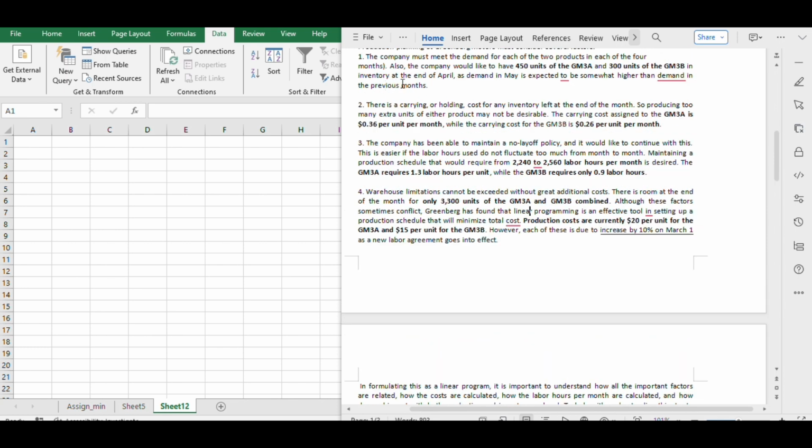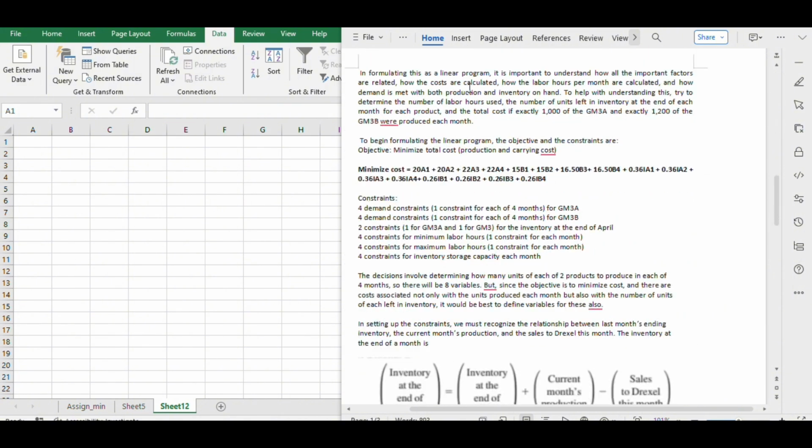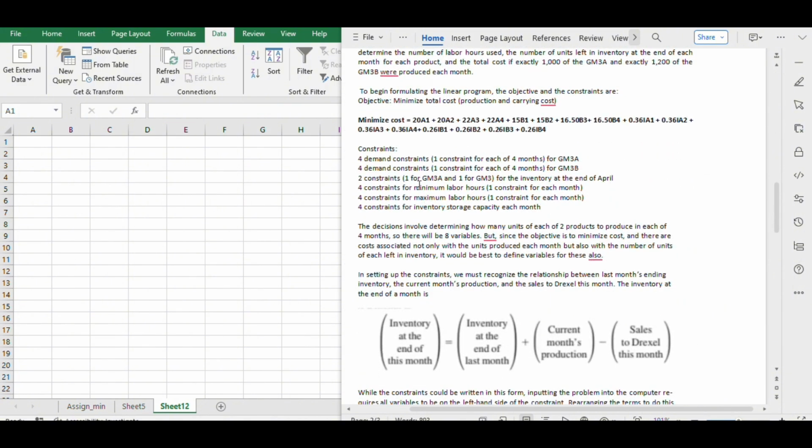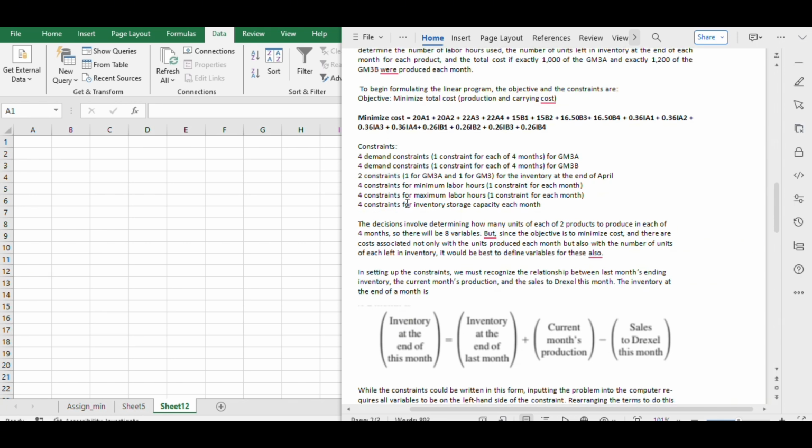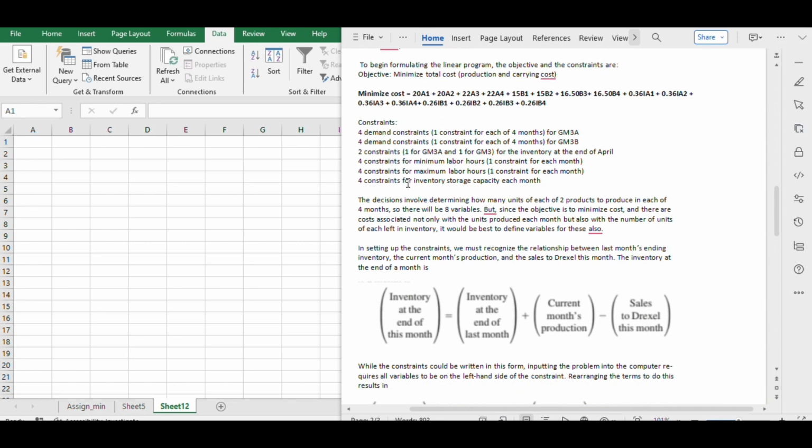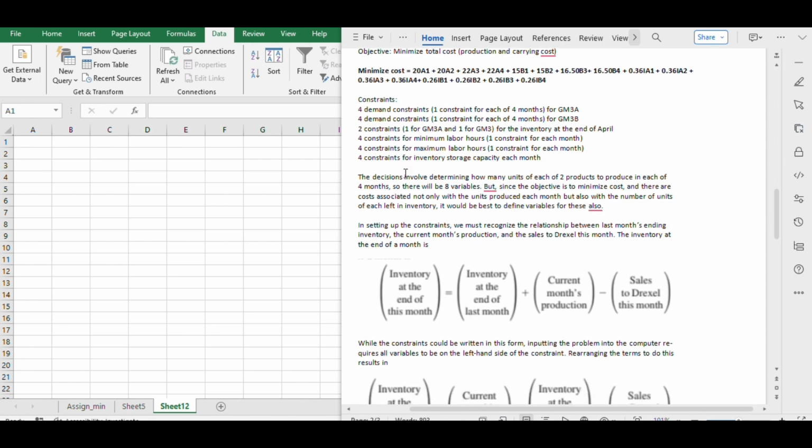An inventory at the end of April. So there are 2 constraints for that, because one is for the GM3A model and one for the GM3B. And then for computing the labor hours demand, we will have the minimum and the maximum labor hours, which is also 4 constraints for each month. And then lastly, there are 4 constraints for inventory storage capacity each month.